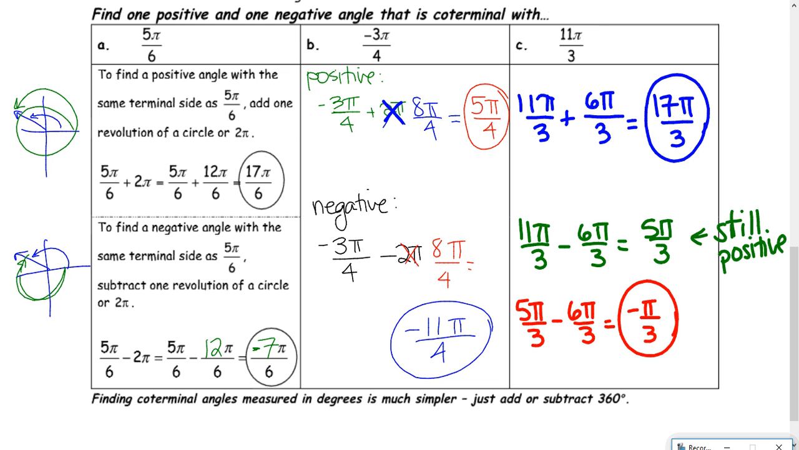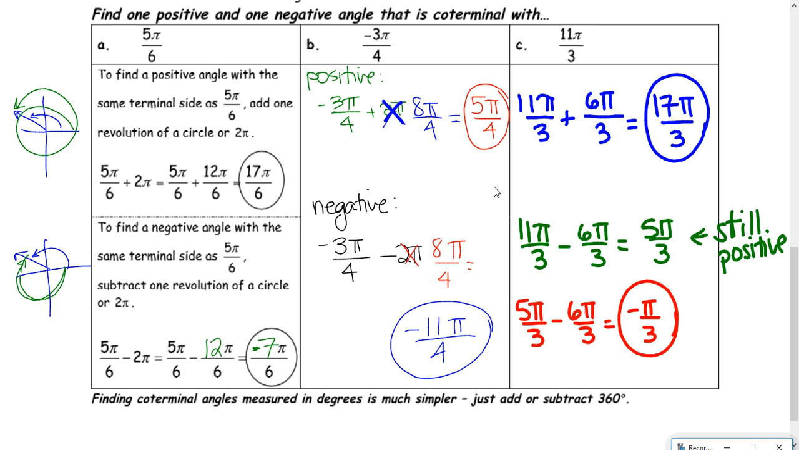All right, so on B, I added 2 pi, so I changed it to 8 pi over 4. And then negative 3/4 plus 8/4 is 5/4. That's positive, so I know it's a good answer. For the negative, I can subtract 2 pi, so I'm going to subtract 8/4. Negative 3/4 minus 8/4 is negative 11/4 pi.